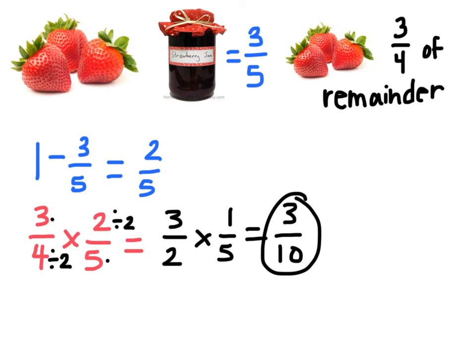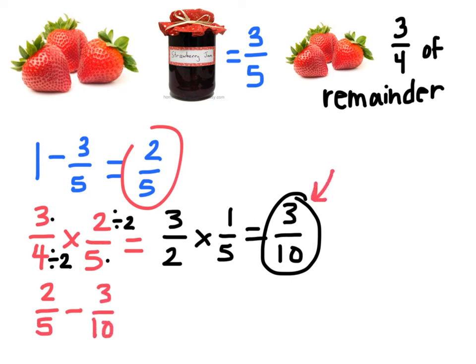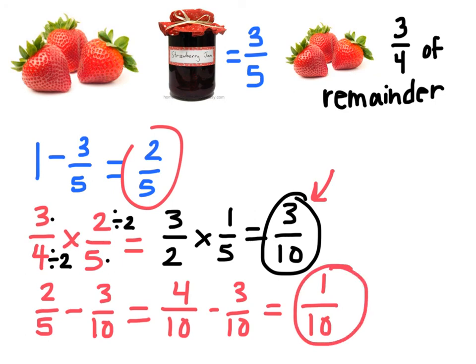How do we calculate what she has left? Which is question B. We're going to start with her remainder, 2/5, and we're going to subtract what she gave to her neighbor, 3/10. We need an equivalent fraction here, so this will become 4/10 minus 3/10, giving us 1/10 as an answer. So Janice has 1/10 of the strawberries left when she is done making jam and kindly sharing berries with her neighbor.